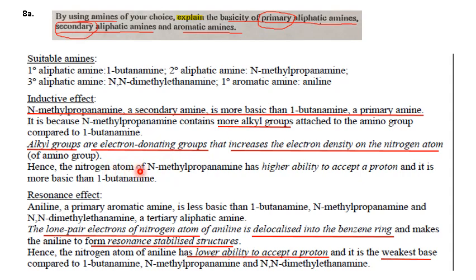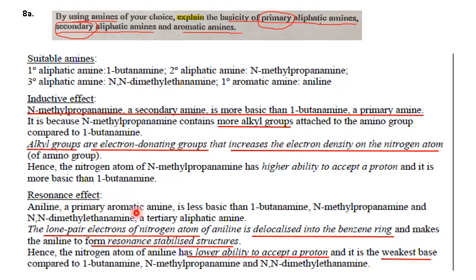So the nitrogen atom of N-methylpropanamine has a higher ability to accept a proton. When it has a higher ability to accept a proton, it can form hydroxide ion. So it is more basic than 1-butanamine. When we compare the basicity by using the inductive effect, it refers to the alkyl group, which is an electron donating group. Okay, the resonance effect we normally compare with aromatic compounds.